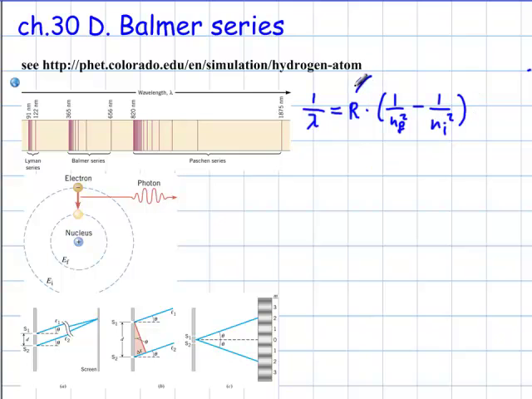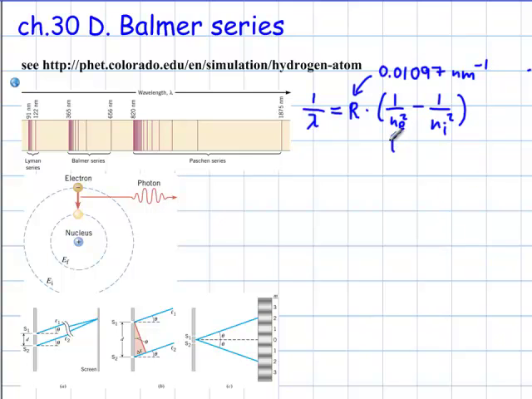If I want to have lambda in nanometers, I would have to shift the decimal point 9 times on the Rydberg constant. Usually it's given in per meters. Here, if I write 0.0917, then I would have shifted the decimal point 9 times, from 10 to the 7 per meter to 10 to the negative 2 per nanometer, or I write it as a decimal.